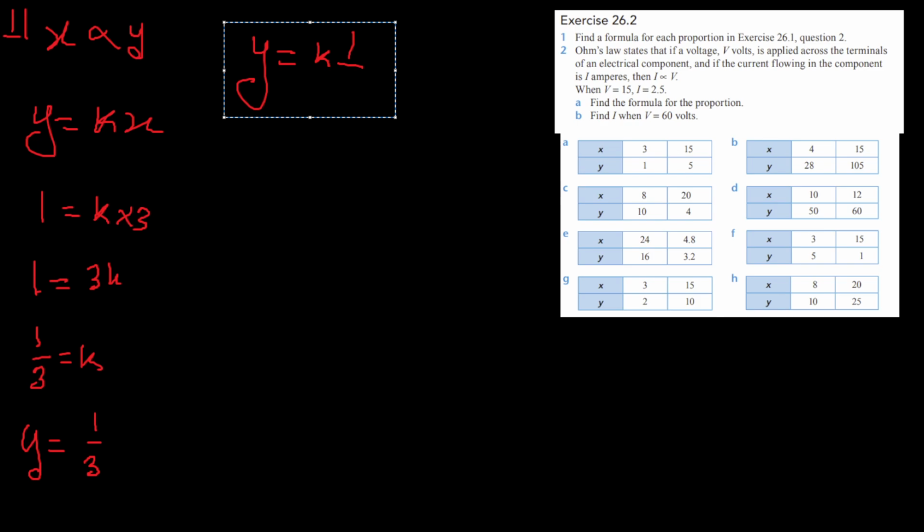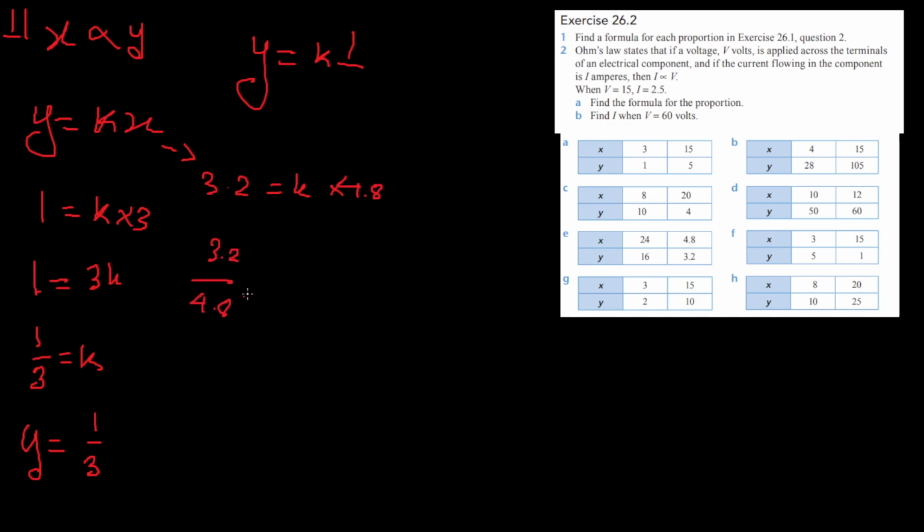So let's just choose y equals kx. So this is going to be 3.2 equals k times 4.8. So we can just take 3.2 by 4.8. You can just input this into a calculator or just do it yourself, and we can get 2 by 3 equals k. So our formula is going to be 2 by 3 x.